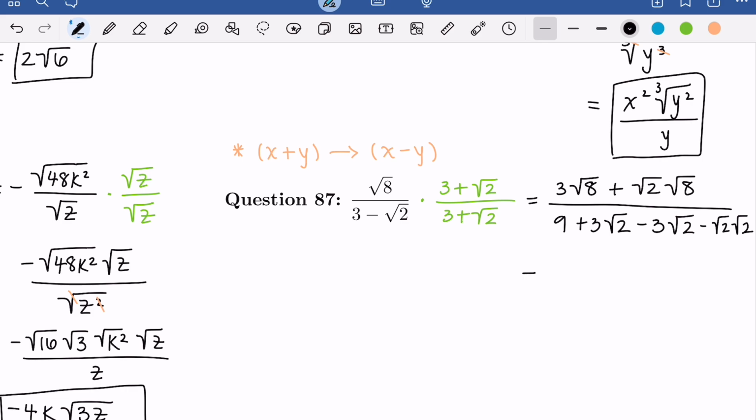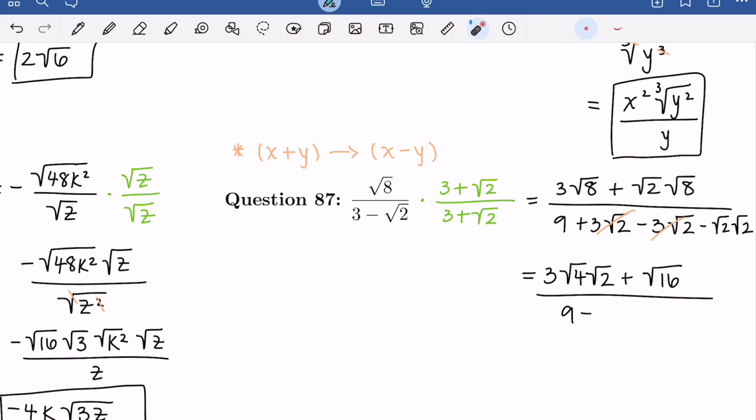In our numerator, we have 3 times, this is going to be the square root of 4 times 2, just splitting this radical up. And then the second term here, we have 2 times 8 under our square root. So this would be the square root of 16. In our denominator, we have positive 3 root 2 minus 3 root 2. So these guys are going to cancel. And so we're just left with 9 minus, we have root 2 times root 2, which is going to be the square root of 4. All right, so let's keep simplifying this here.